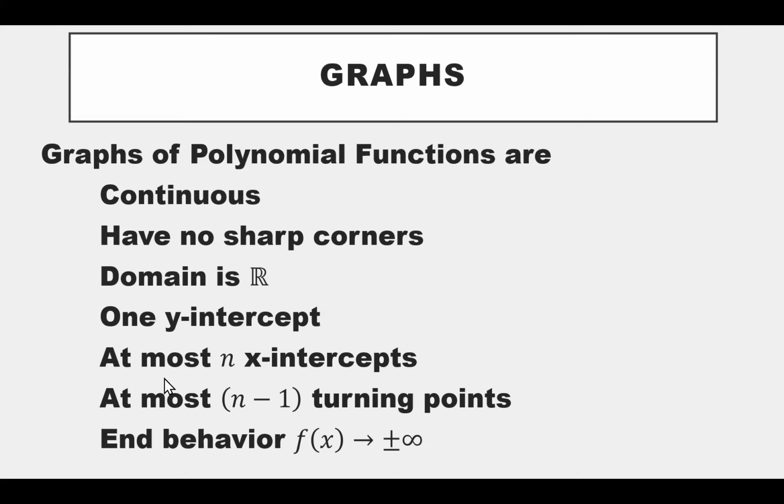We know at most how many x-intercepts we have. If it's a polynomial function of degree 2, then it has at most 2 x-intercepts. If it's a polynomial function of degree 3, it has at most 3 x-intercepts. I am saying at most here; it could have less. And the same thing with turning points. We have one lower than that as far as turning points go. Again, that's places where we go from increasing to decreasing.